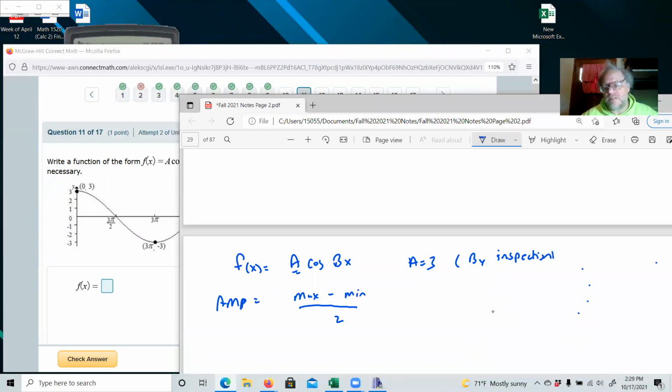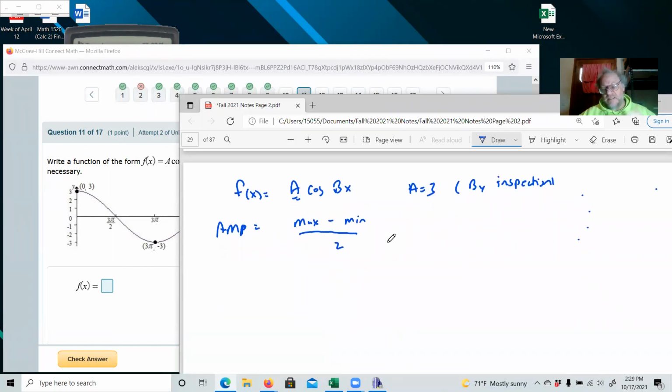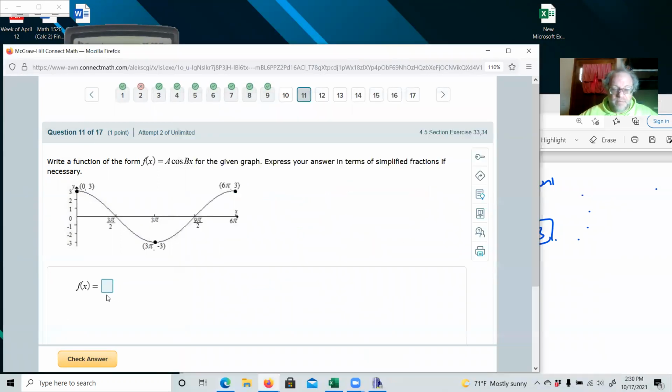Because we know how cosine works, whatever the max is, that's going to be our amplitude. What if you didn't have a baseline? What if it was hard to tell? So we're going to say 3 is our maximum minus negative 3, divided by 2, 6 over 2, that's 3. So in both cases we got 3. We have a way to figure it out if things are not quite as clear, but we also have a way of figuring it out if it is clear. So our A is going to be 3. Okay, great.